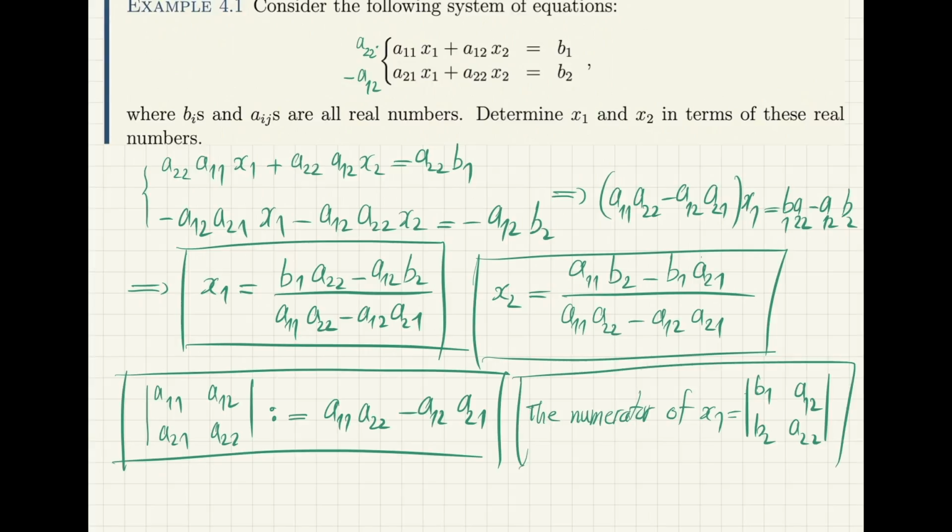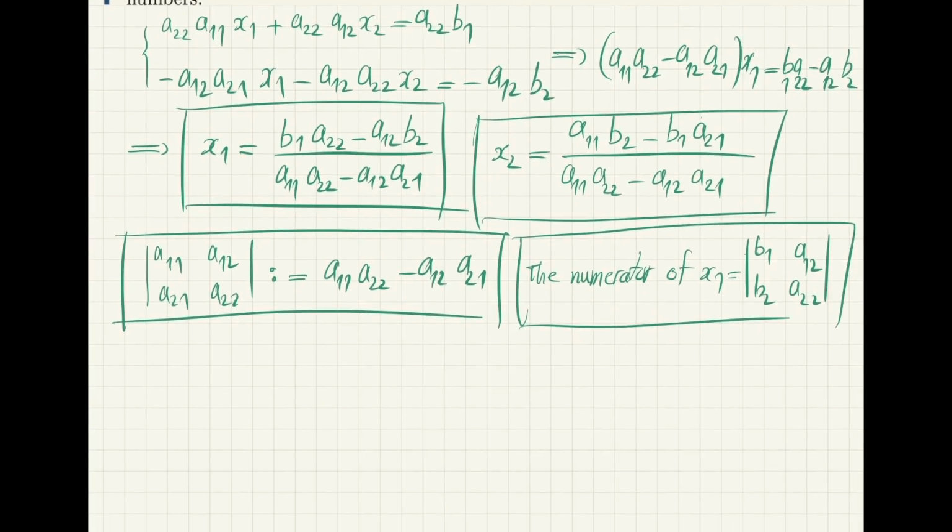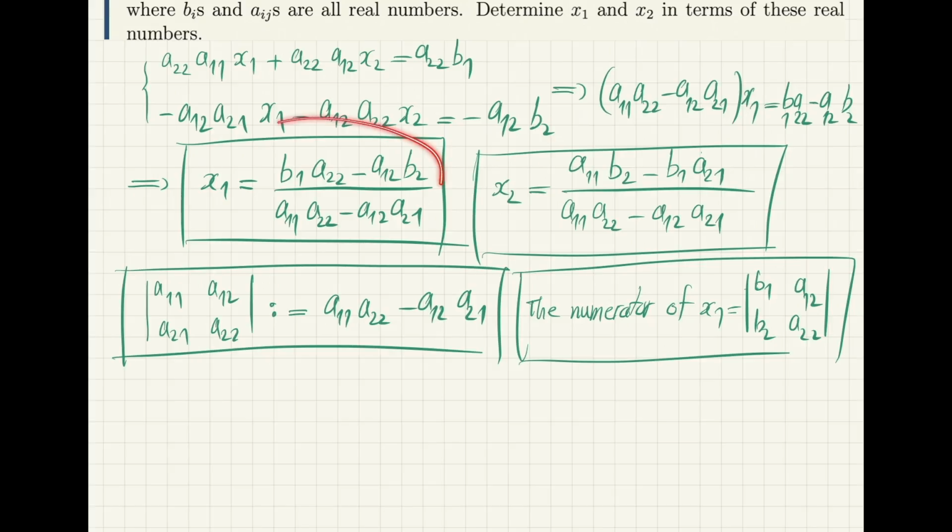Yes. So finally, what I get is this. You see, x1 is this. The denominator can be expressed in terms of a 2 by 2 determinant. The numerator also can be expressed in terms of a 2 by 2 determinant. So what I get is a nice formula. x1 is a fraction whose denominator is this determinant, and the numerator is also another determinant.